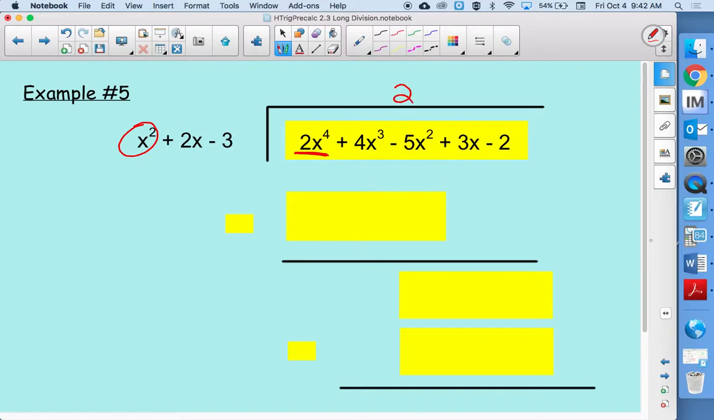2x squared. So he said 2x squared. So I'm placing that above my x squared term. And then you're actually multiplying. So Dylan, 2x squared times x squared is? 2x squared times 2x is? 4x. And then 2x squared times negative 3. Minus 6x squared. Good. And then you subtract.